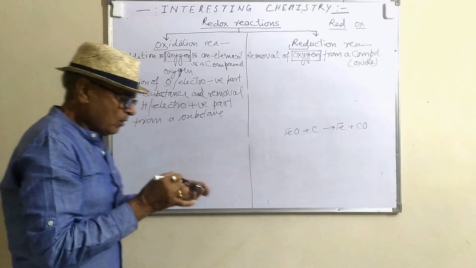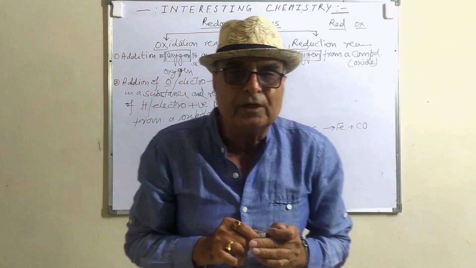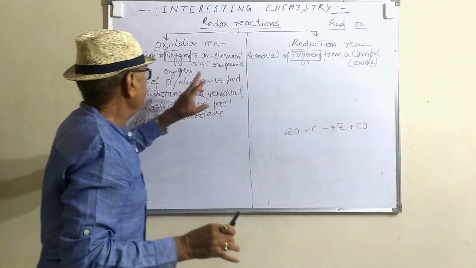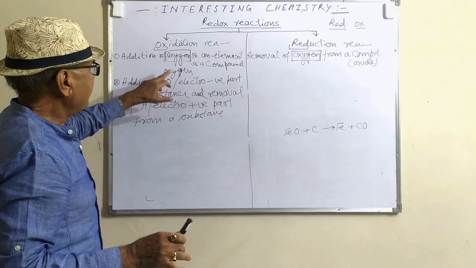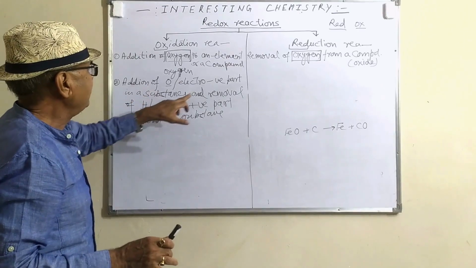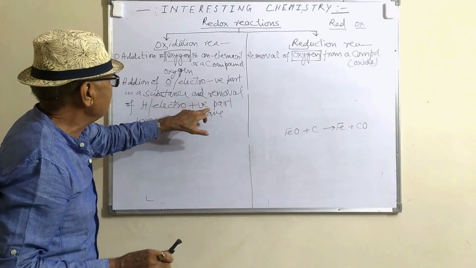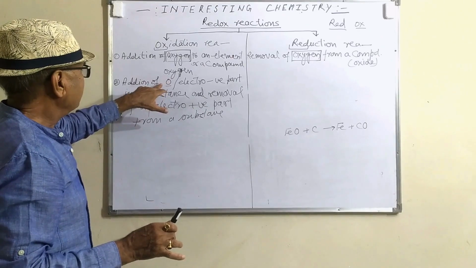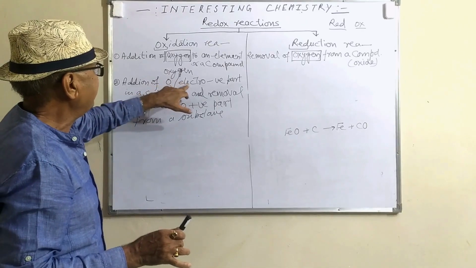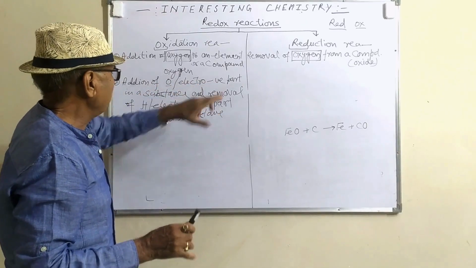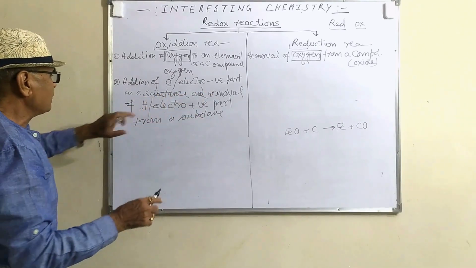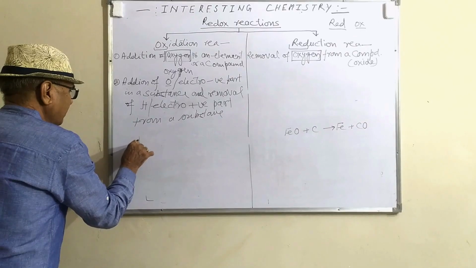So now you should give the example of these four. You should know the addition of oxygen, addition of electronegative part, removal of hydrogen and removal of electropositive part. So I have given the two examples, for the addition of oxygen and the addition of the electronegative part. Now I am giving the example of the removal of hydrogen. What will be the example of removal of hydrogen?